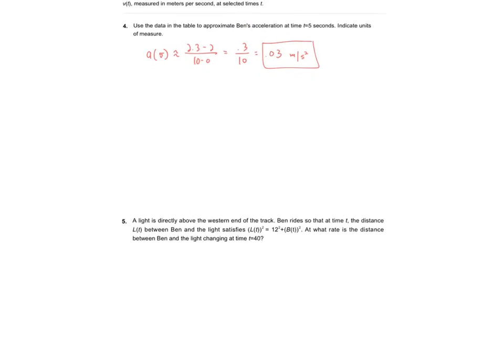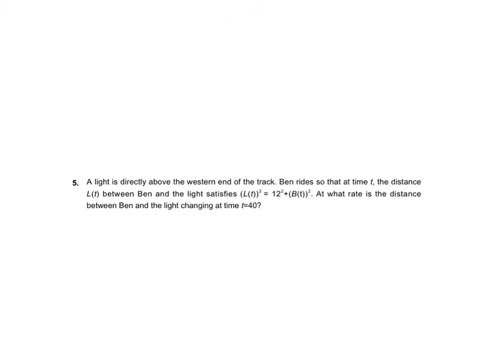Okay, next one. A light is directly above the western end of the track, where they start. Ben rides so that at time t, the distance L of t between Ben and the light satisfies that equation. So it's some kind of triangle, like a Pythagorean theorem, I guess. At what rate is the distance between Ben and the light changing at time t equals 40?